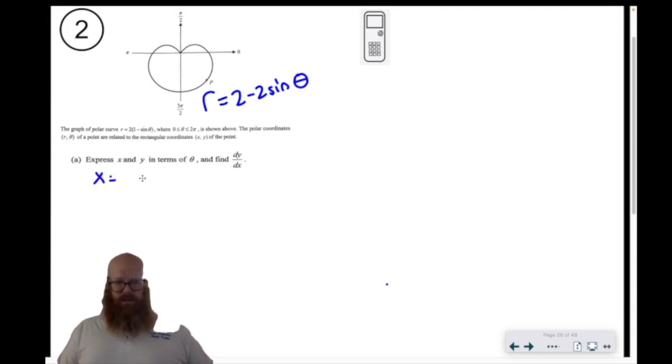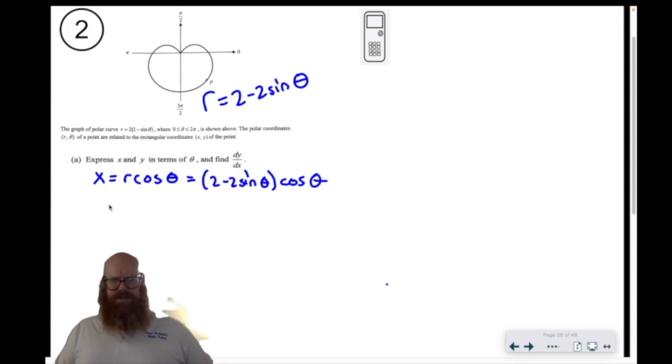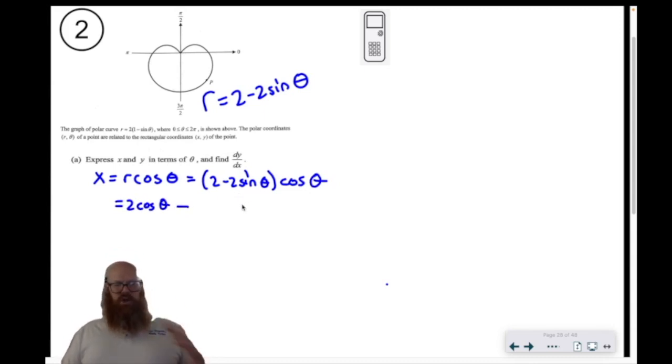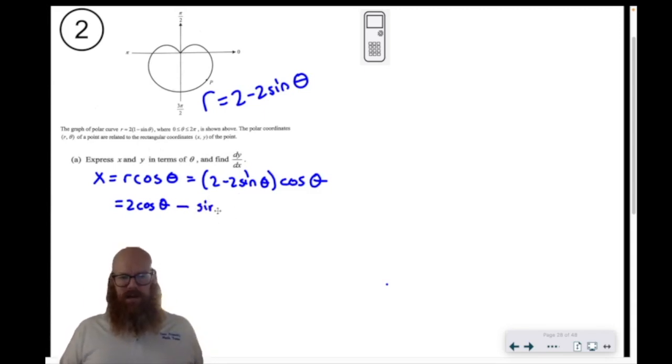We go x equals r cosine theta. That is just always how x is represented in polar. And then r is 2 minus 2 sine theta, and that's multiplied by cosine theta. If I want to simplify that a little bit more, that's 2 cosine theta minus, well, 2 sine theta cosine theta is just the double angle formula for sine, sine 2 theta. And this is going to help me avoid the product rule. So I am going to leave it that way. So that's x.